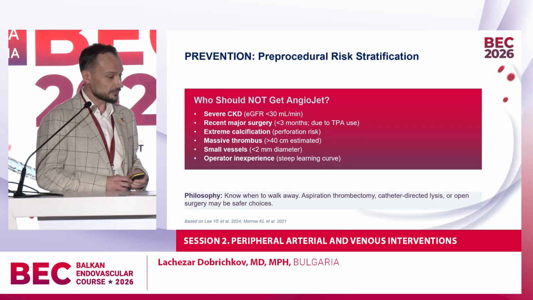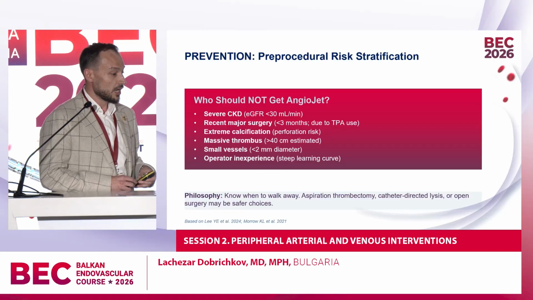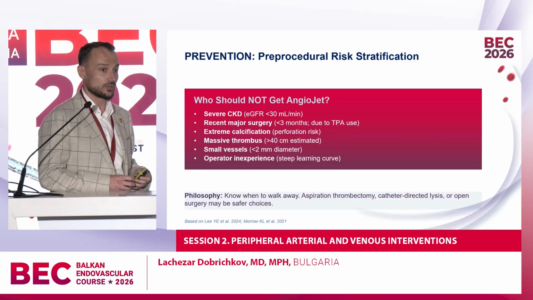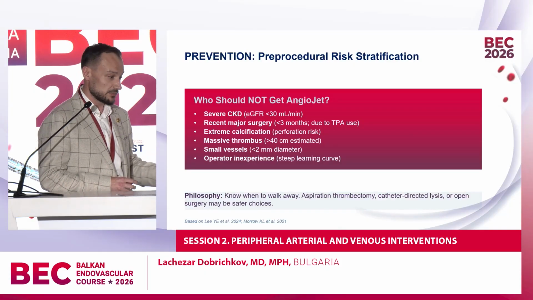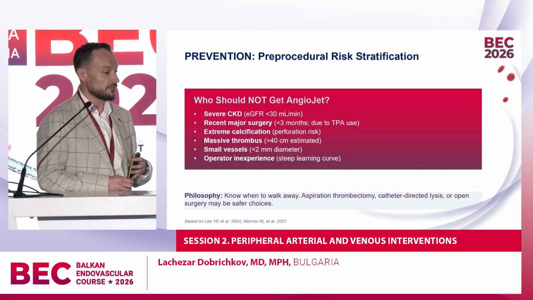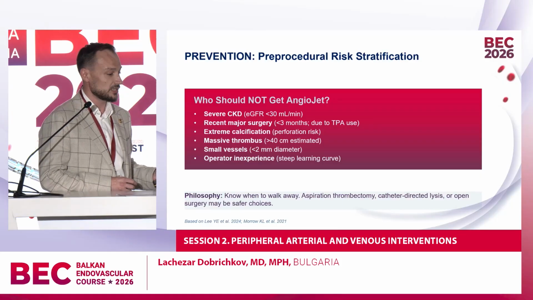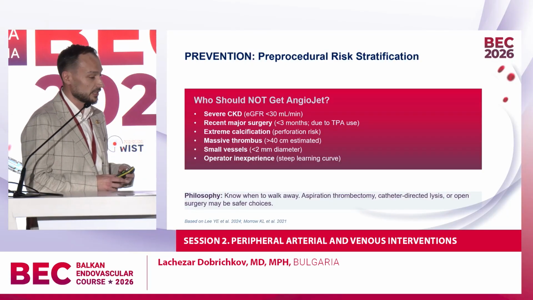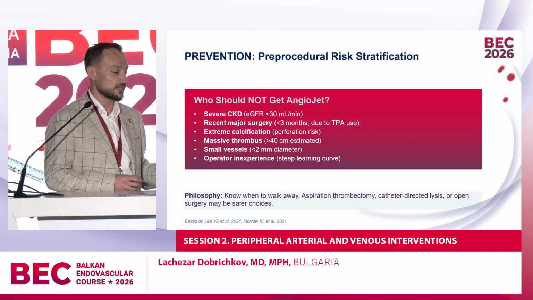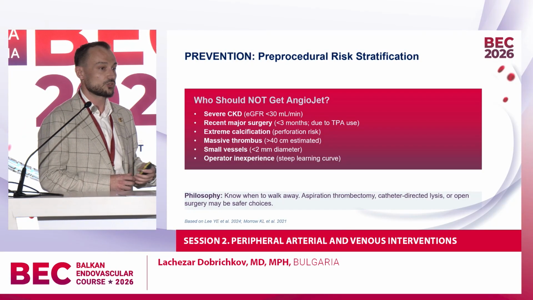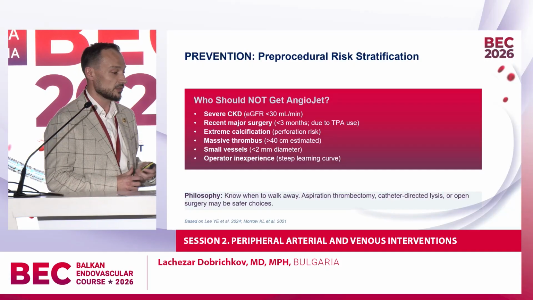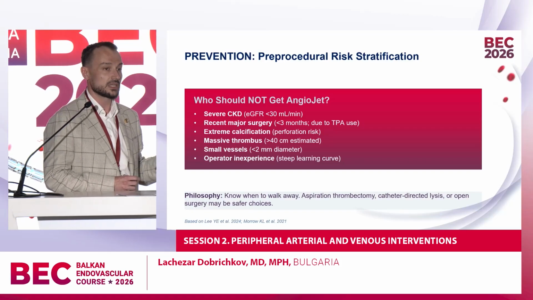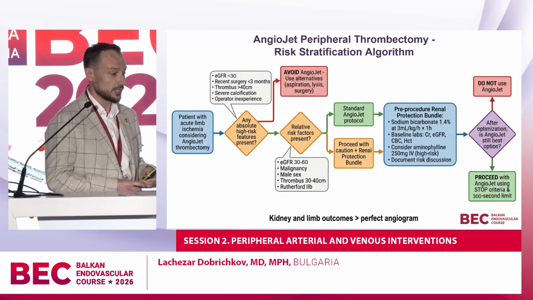So we should always know which patients are suitable and which are not for AngioJet. It's not a must-do procedure. If we have patients with severe kidney disease, recent major surgery, extreme calcification, massive thrombus or a long thrombotic lesion, or vessels smaller than 2 millimeters, we should try to find another revascularization option. Also, the interventionalist's inexperience might be a contraindication too.